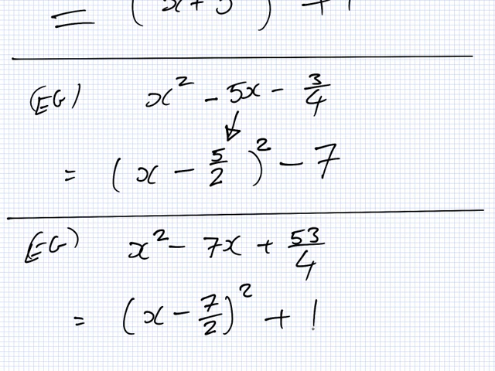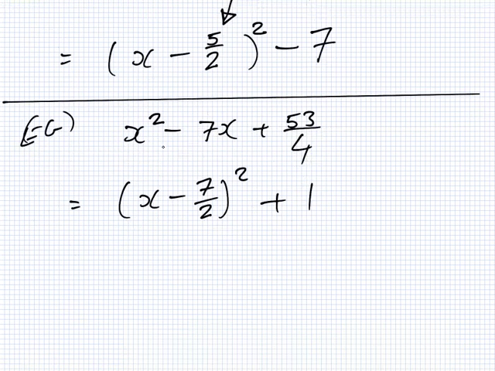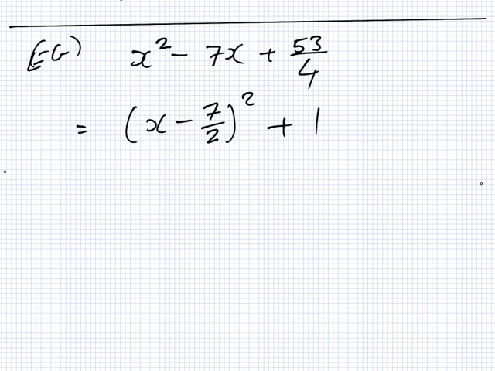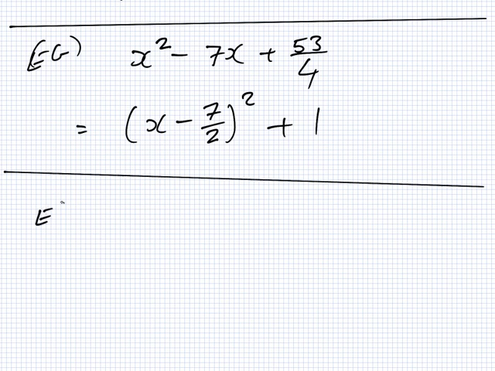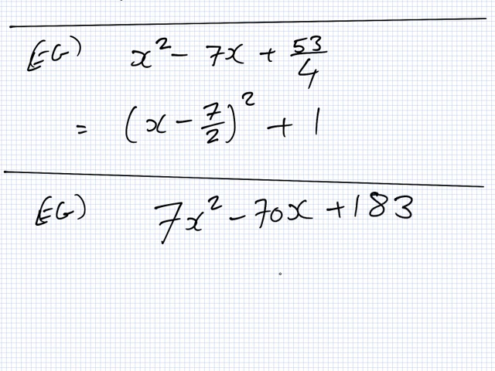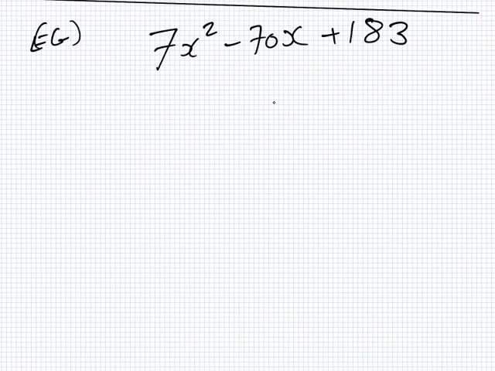Okay, so what we'll do is one more, and then we'll talk a little bit about why this form is useful. So we'll just do one more example now. All my examples have been monic. Let's see an example that's not monic. 7x squared minus 70x plus 183. Right, any ideas on what I could do here to make it simpler? Any ideas?